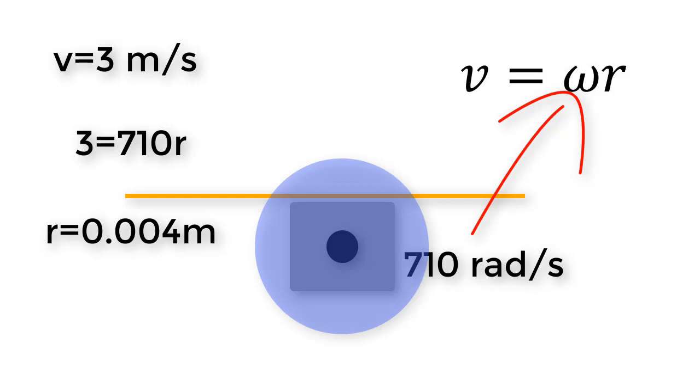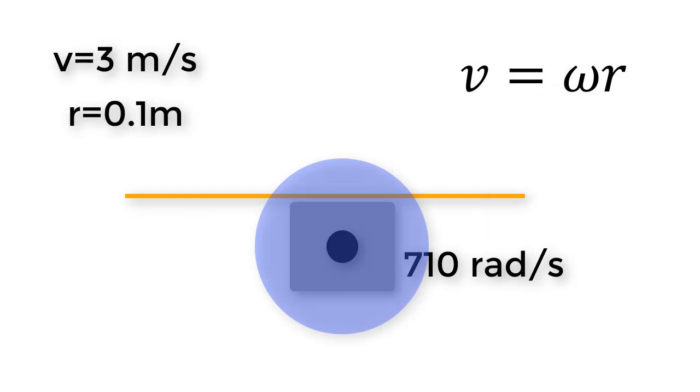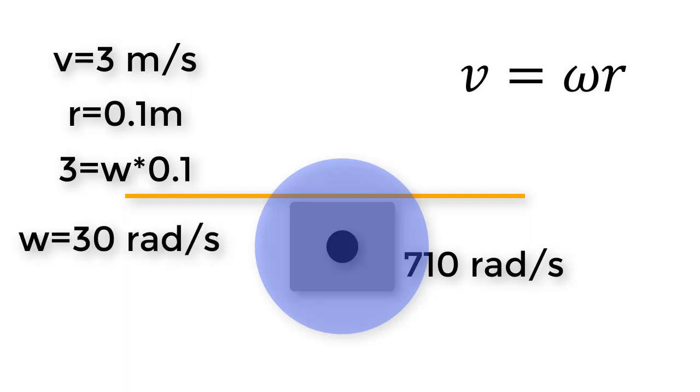Let's plug in a more reasonable value for the wheel radius, something like 0.1 meters. In this case, omega would be equal to 3 divided by 0.1, so omega is equal to 30 radians per second. So our original 710 radians per second is way fast. We could slow it down. As we know, slowing down the speed will give us more torque. So let's check the torque now.